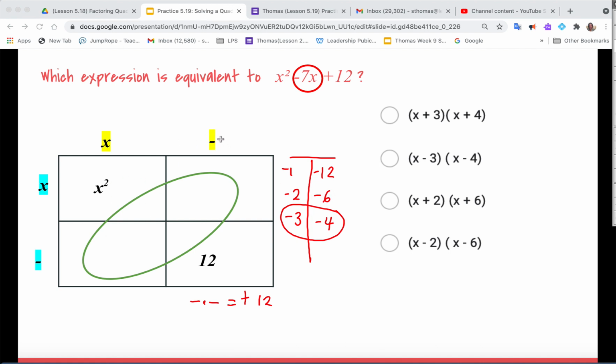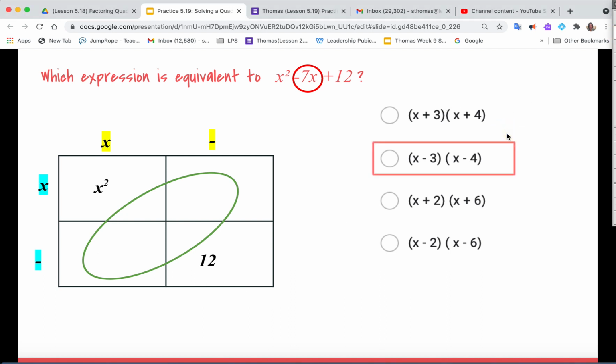So our first term could be a negative 3x, which means this would be minus 3. And this would be a negative 4x, which means this would be a minus 4. So the factors in the factored form would be x minus 3 times x minus 4. And based on that, the option would be option B. So we can see that definitely is going to be option B from the list that is given.